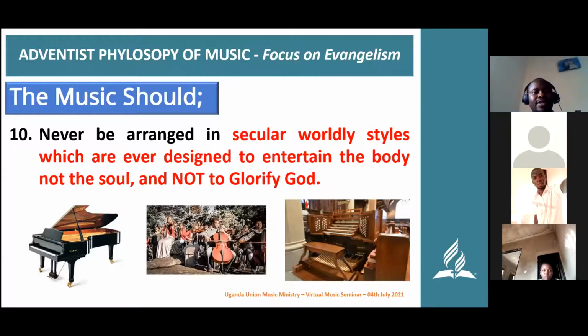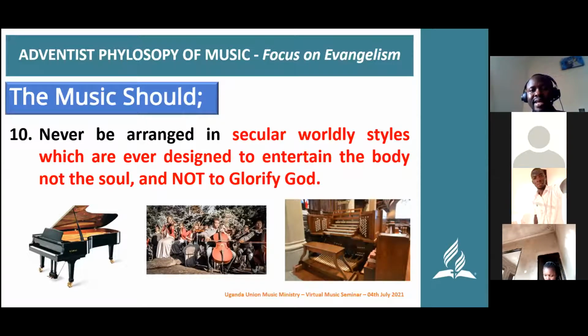Okay, so the other point we have is the music should never be arranged in secular, worldly styles which are designed to entertain the body and not the soul. That is a very important point that we have to take care of.